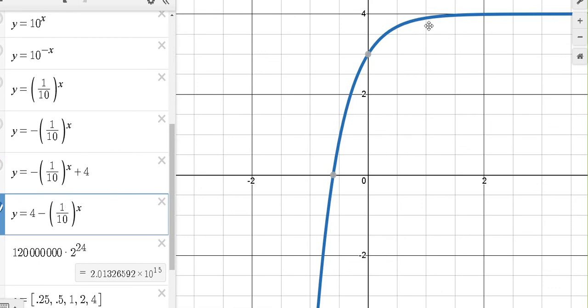So the thing to see here is that this has a horizontal asymptote at y equals 4. But this is your graph. And it passes through (0, 3). It's kind of like the elbow of that curve.